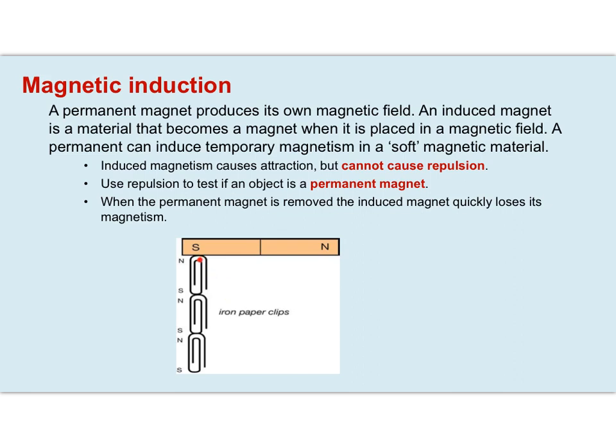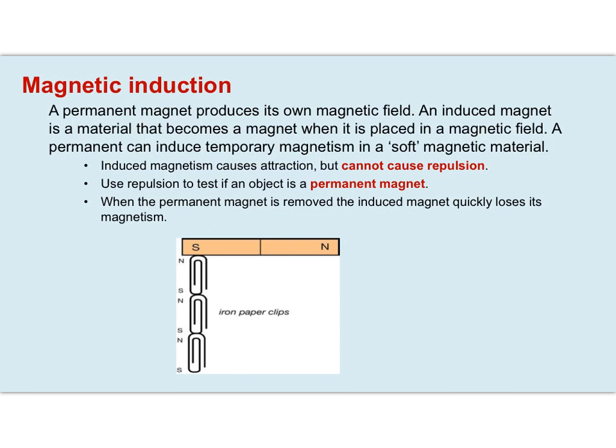So you can see here this top paperclip will get a north and a south pole, which means if we bring another paperclip close to it, again it will follow the pattern north and south. But if we were to remove this bar magnet, the permanent magnet, away from this situation, the paperclips would lose their magnetism very quickly and they would all fall down.